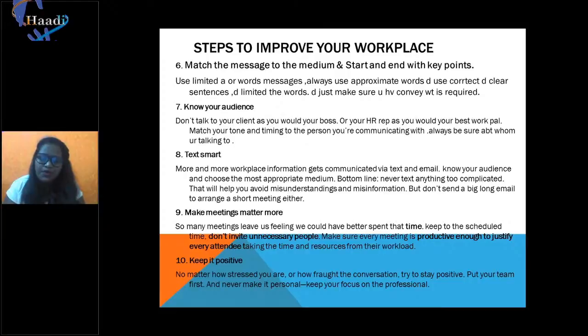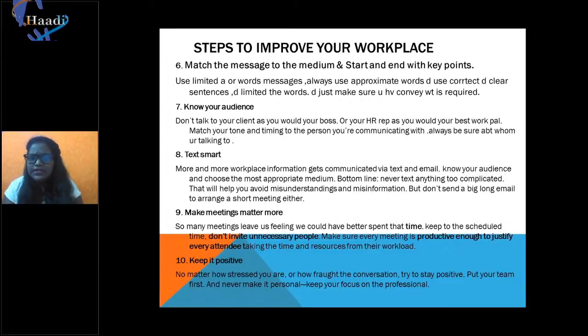And the ninth point will be making meetings matter more. When you make a meeting, make sure the time is spent well. If you invite five people to a meeting, those five people have five different works, but still they spend some time. So we have to take care and make sure the time is well worth it.